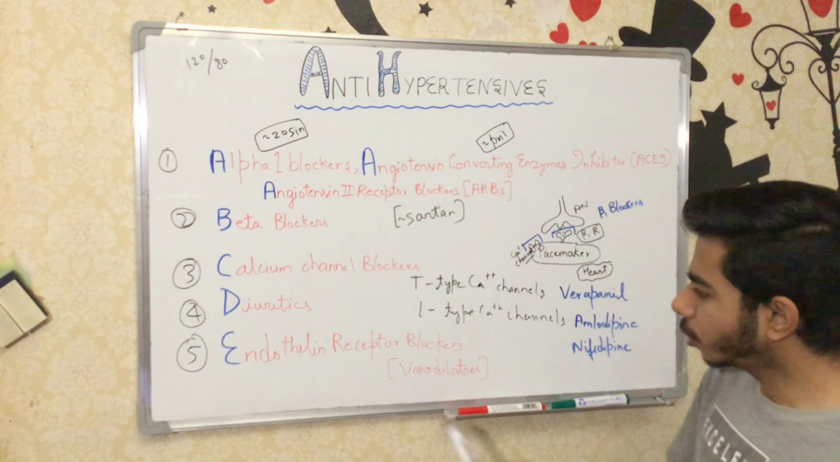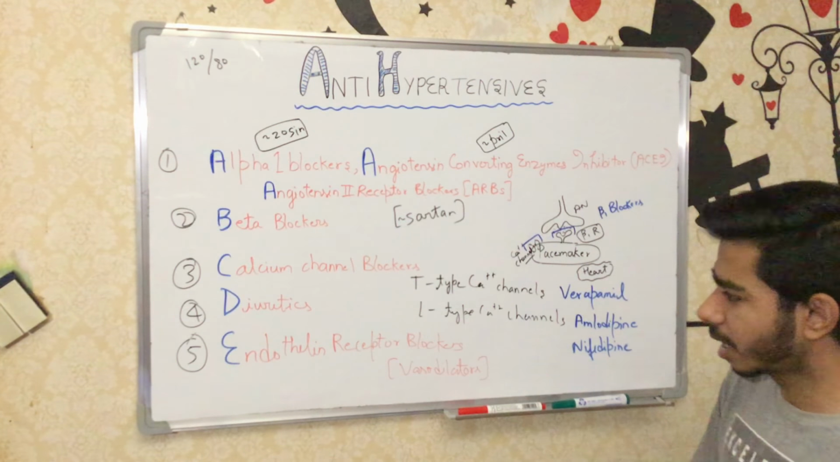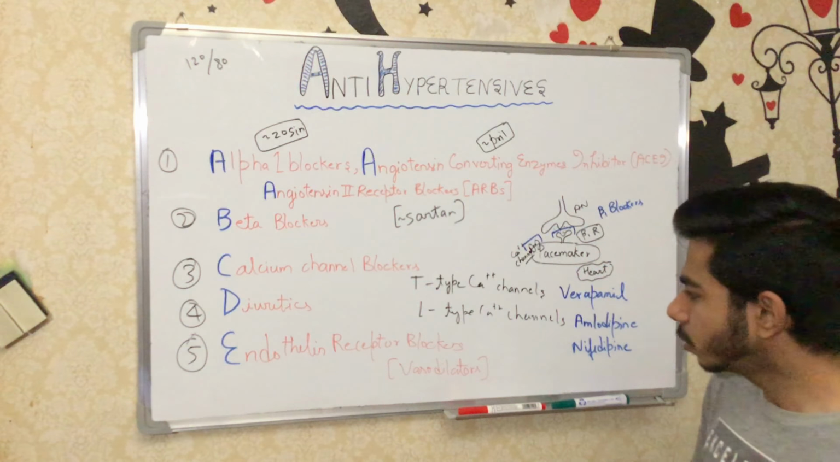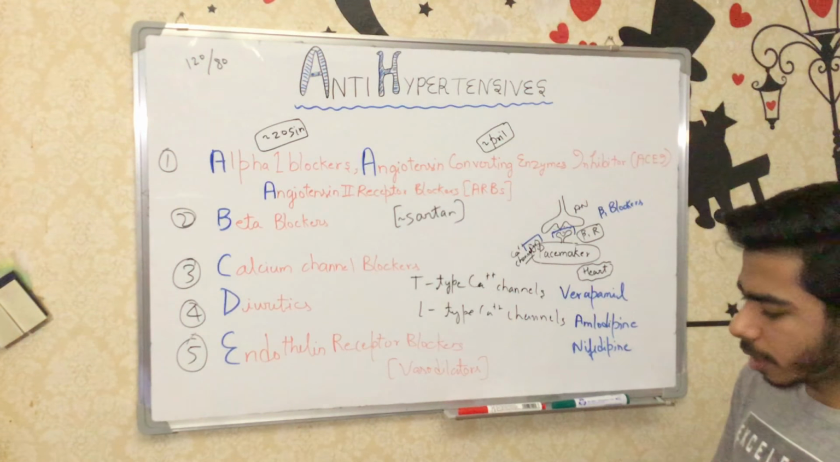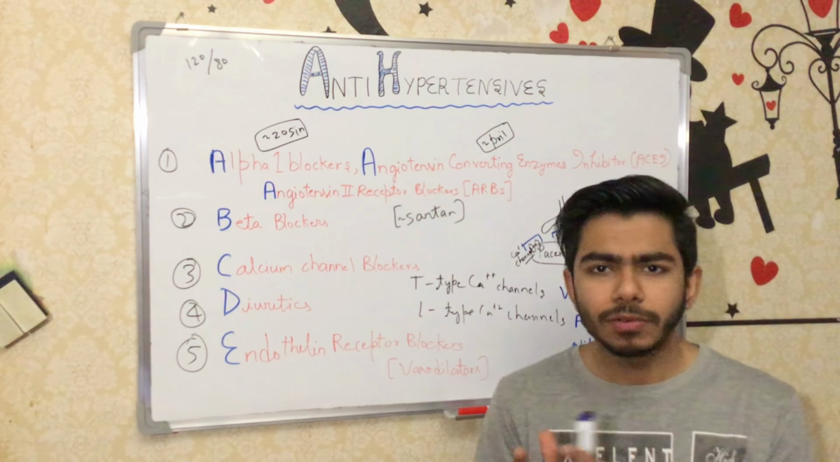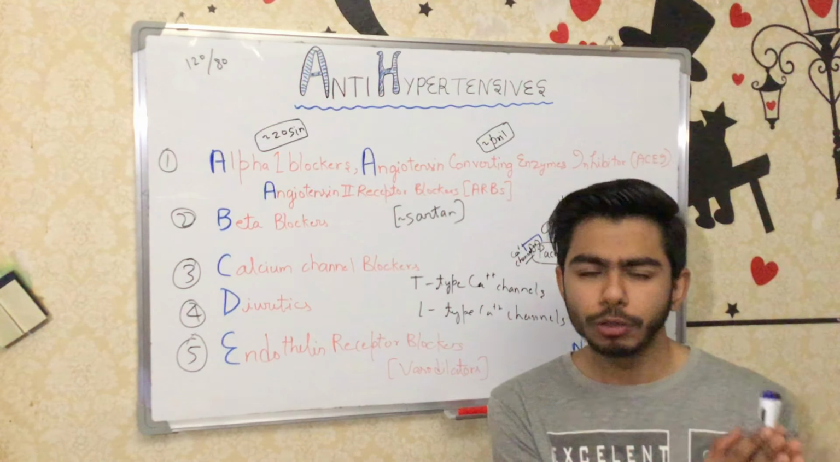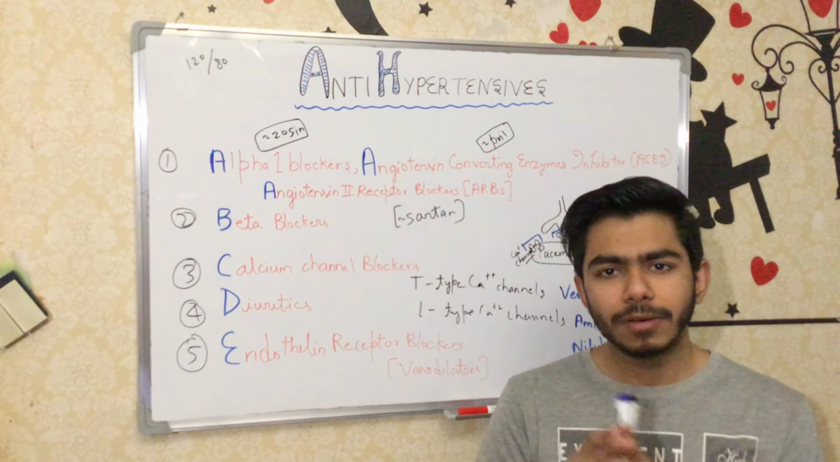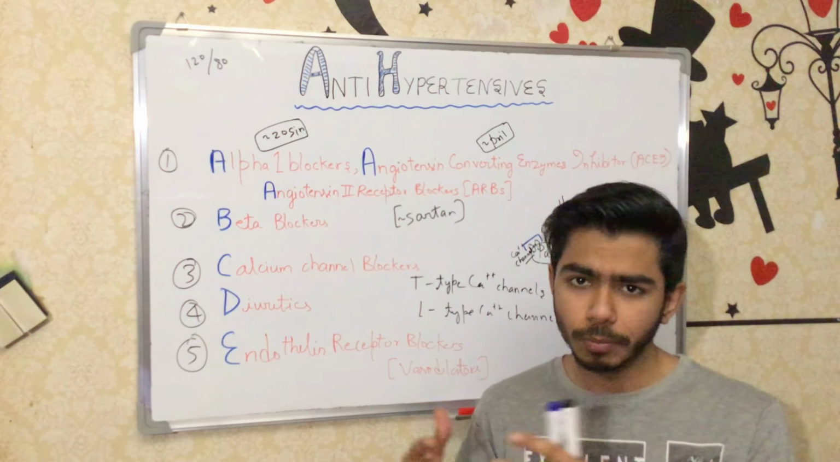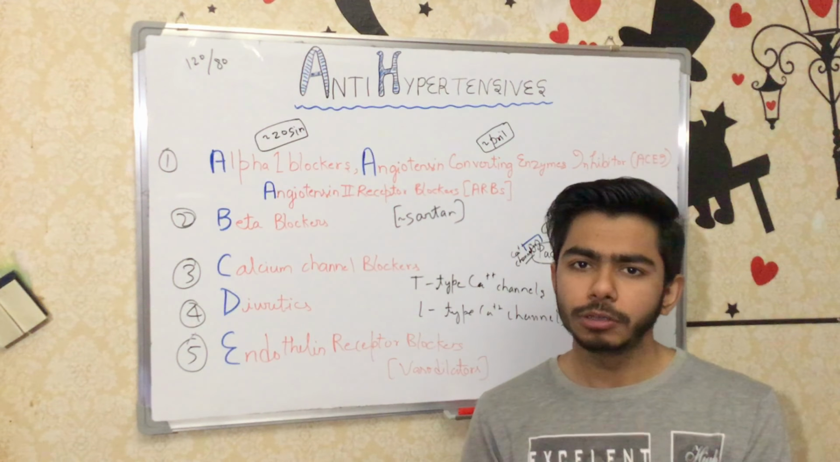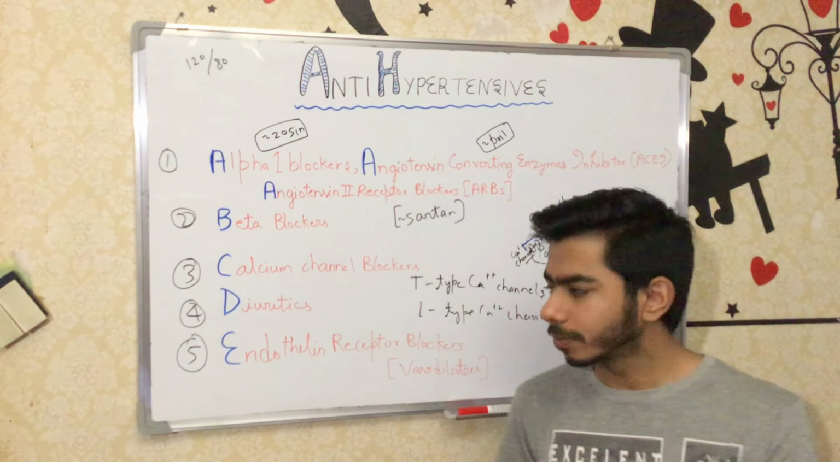Now, talking about the endothelin receptor blocker, which is the last E. Endothelin receptor blockers are also called vasodilators. First, let's talk about the drugs. We have two kinds of classes in this: the arteriolodilators and the arteriolo plus venodilators. So these drugs work on both. They dilate the arterioles as well as the venules.